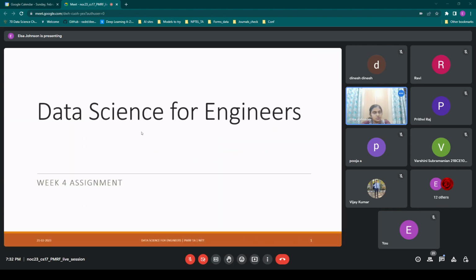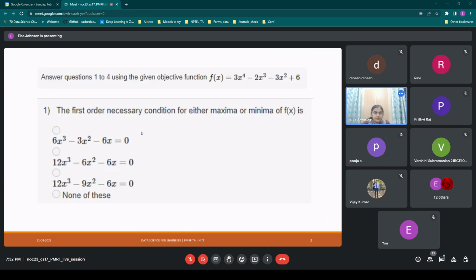So this is the week 4 assignment. The first one, these are all very simple problems. I have seen yours also. It's kind of similar only, so you can learn from this one. So f of x equal to 3x raised to 4 minus 2x cube minus 3x square plus 6. This is the question for 1 to 4.